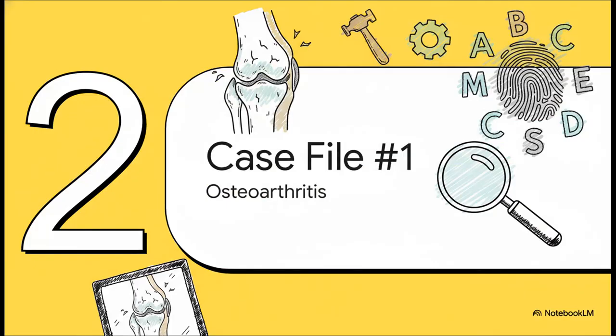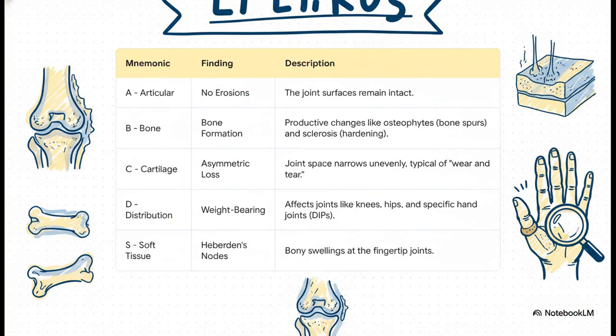All right, let's open our first case file. The prime suspect, osteoarthritis. You've probably heard of this one. It's the classic wear and tear arthritis. We're going to apply our ABCDES toolkit and see what kind of unique fingerprint it leaves behind on an X-ray. Look at how the clues start to build a really strong case here.